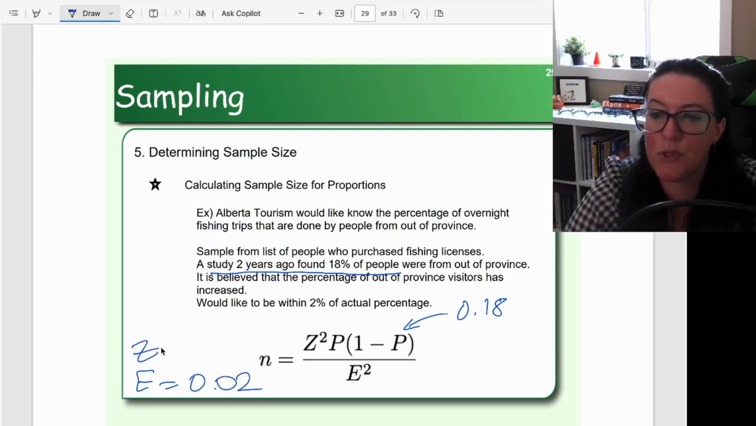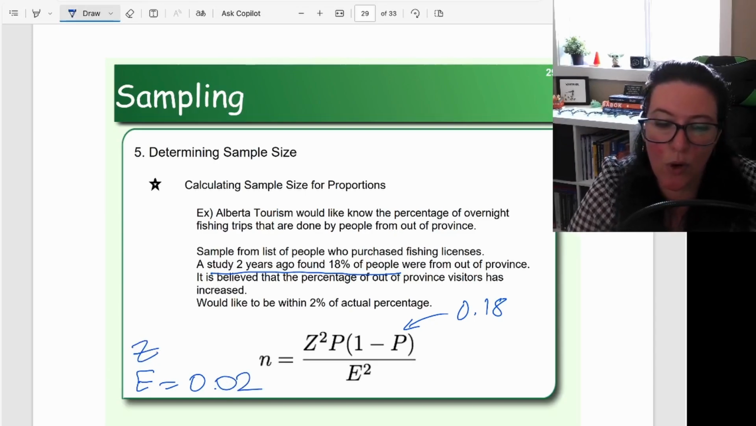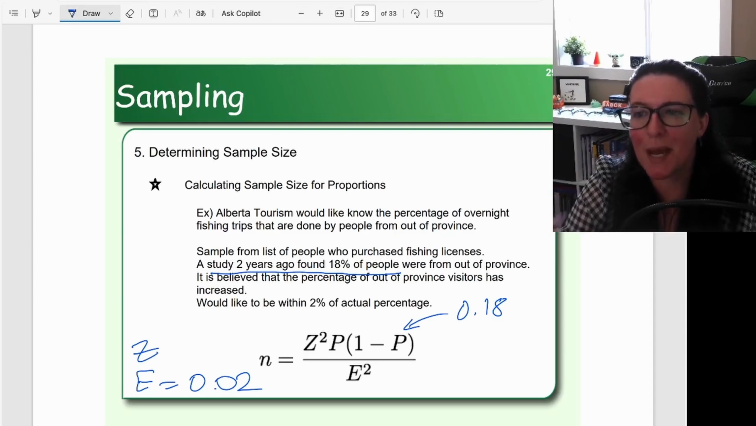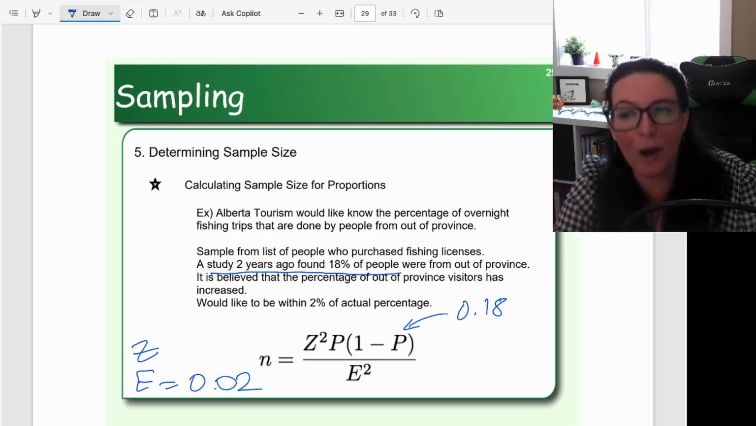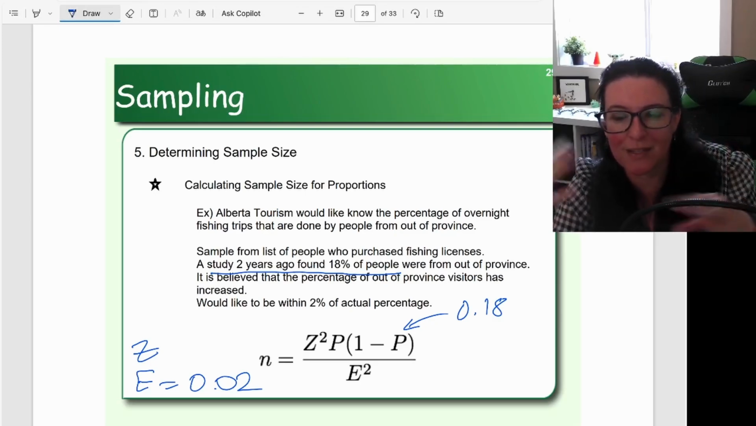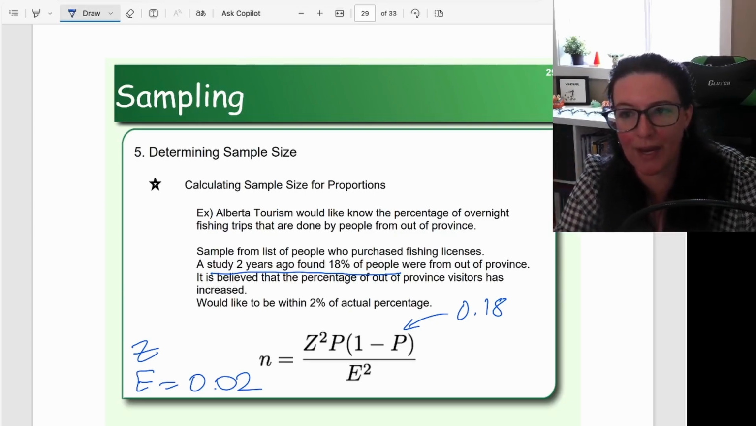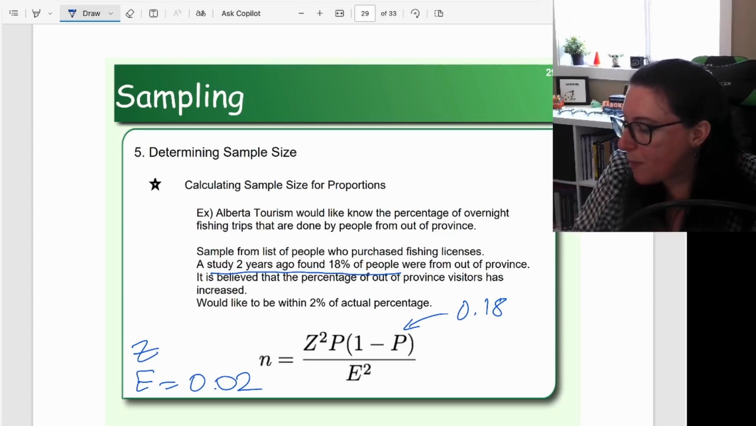And then it comes down to our Z-score that goes with our level of confidence. That is, if we did a sample and we got a percentage, 18%, 25%, each different sample is going to give us a different proportion of people from out of the province. What percentage of the time do you need that average to be the same as the population? In other words, how confident are we? How much error are we going to allow in our study? So let's suppose we go with a 95% confidence level.